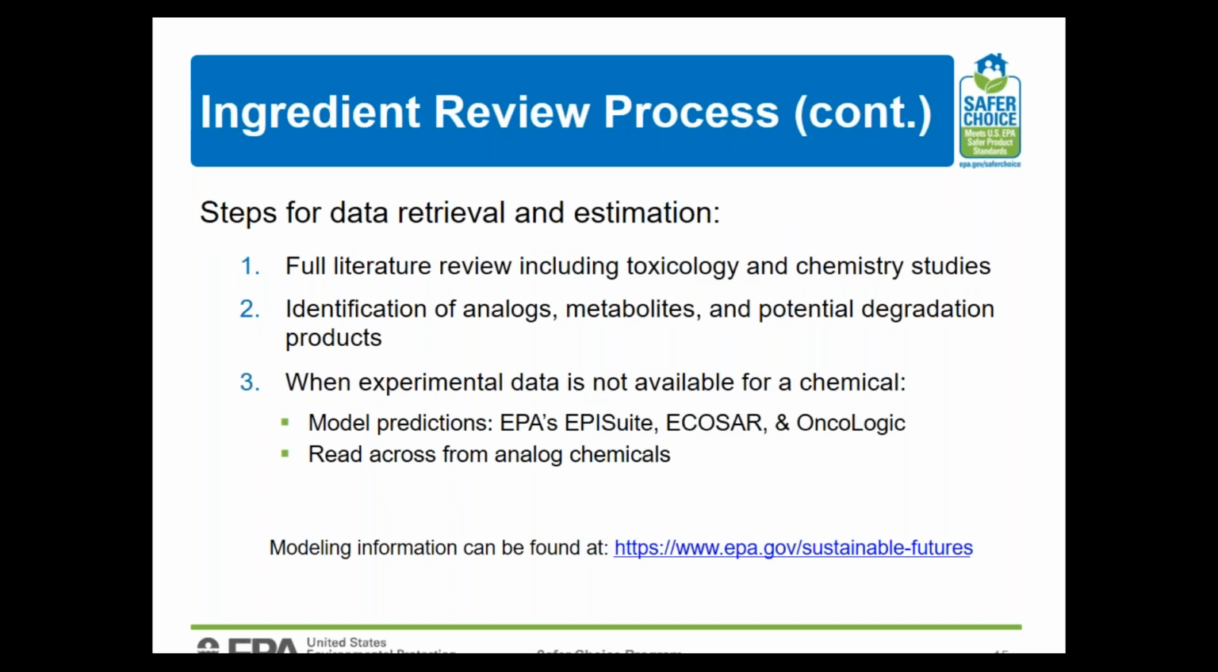When we are assessing a chemical against our Safer Choice standard, it's very important for us to have a complete picture of the toxicology and any chemical studies that might be out there. So we do a full literature review. We are also identifying any analogs or degradants, metabolites that may be important. And when we're looking at a certain endpoint, if there is not experimental data, we then rely on EPA's expertise in assessing chemicals.